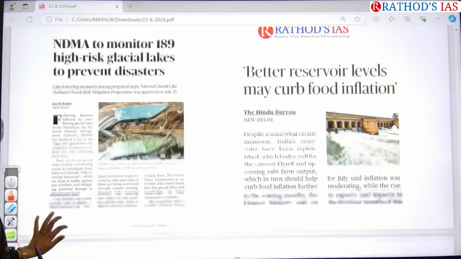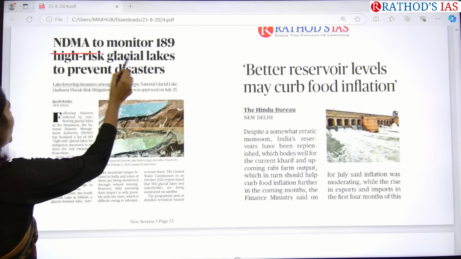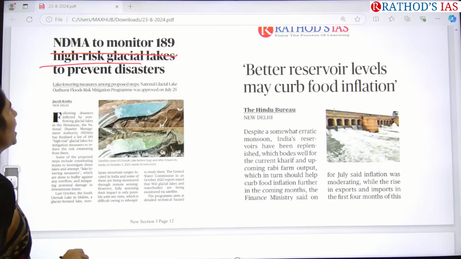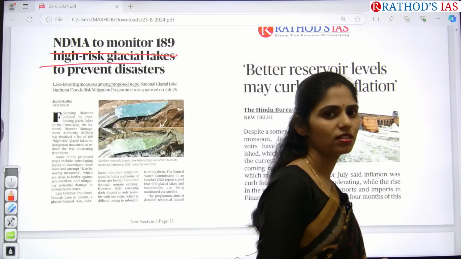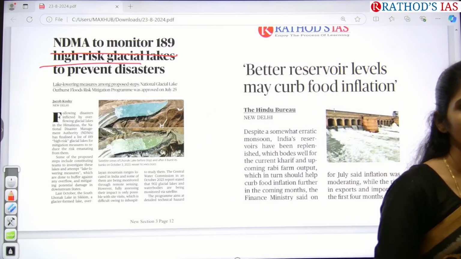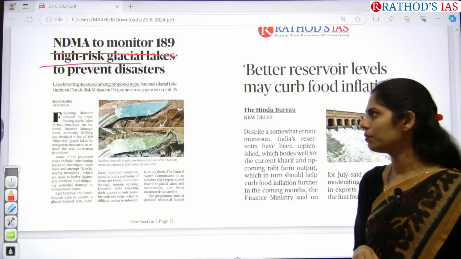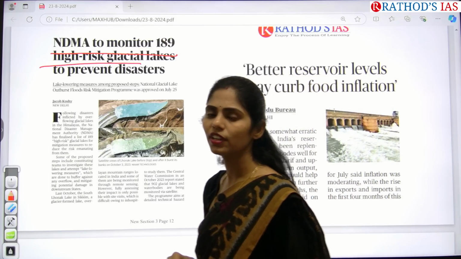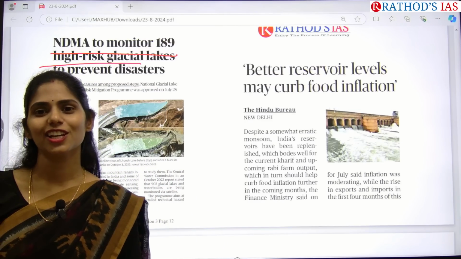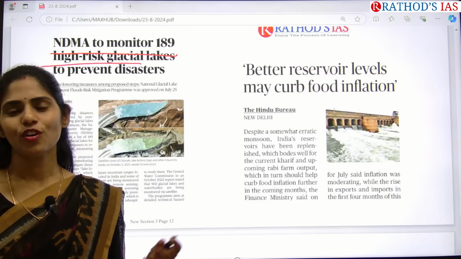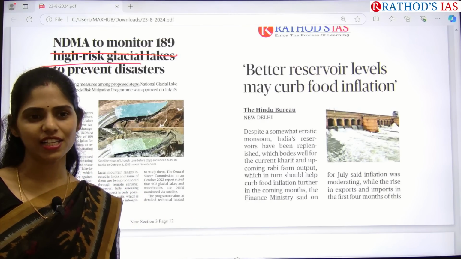Okay, next one, see this article, NDMA to monitor 189 high-risk glacial lakes to prevent disaster. So what is this glacial lake? I said in the recent past, I think 3 to 4 days ago, we discussed one article which says that because of climate change, there is an increased risk of an increase in glacial lakes. Tell me now, what are these glacial lakes? The lakes that are there in a glacier are called glacial lakes.